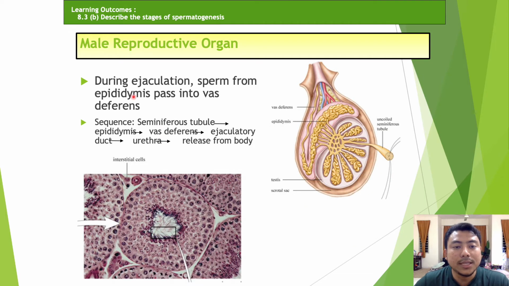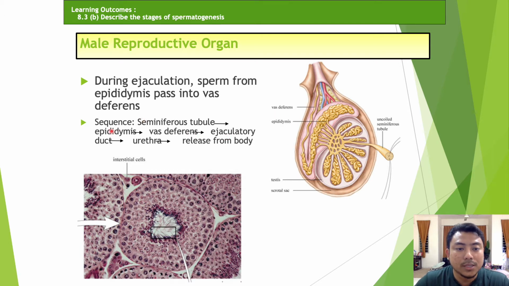So during ejaculation, the sperm from the epididymis will pass into the vas deferens. So this is the vas deferens, the ducts, i.e. the saluran, that will deliver the movement of the sperm and the semen, to be ejaculated out.